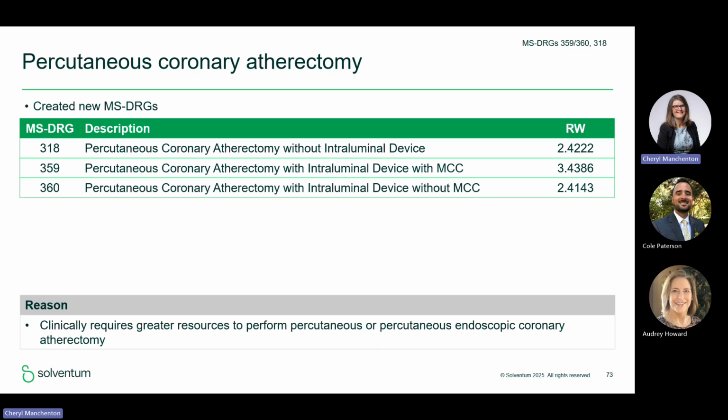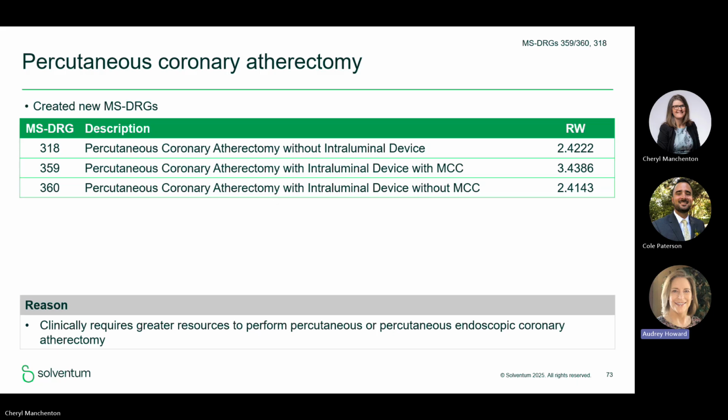Next, DRG change. Three new DRGs were created for percutaneous coronary atherectomy. And you can see the new MSDRG 318 is for percutaneous coronary atherectomy without an intraluminal device. And then if an intraluminal device, your stent, was inserted, then that would go to 359 if you had an MCC, and 360 if you do not have an MCC. So these were created because they clinically require greater resources to perform these percutaneous or percutaneous endoscopic coronary atherectomies.